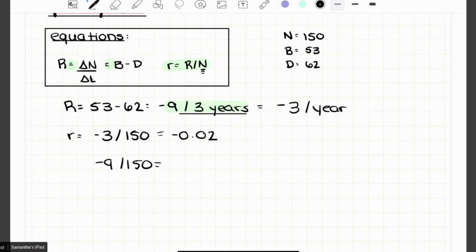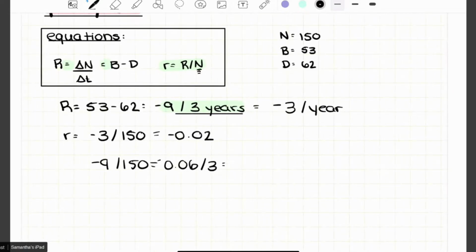We're going to get negative 0.06. Then if we divide that by 3 now, you're going to get -0.02. So you can divide at either step, whatever makes the most sense to you.